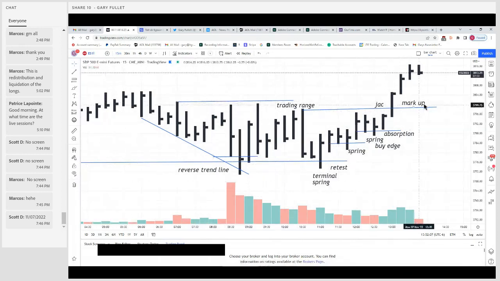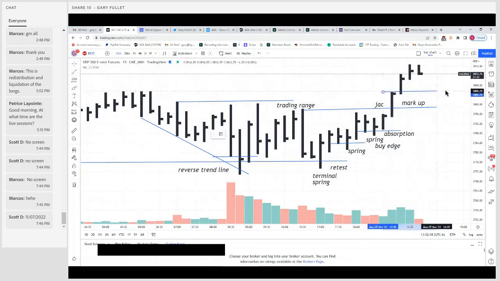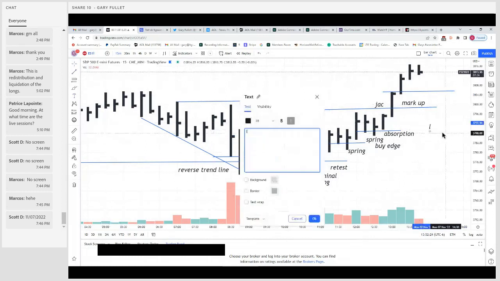What we're looking for now is a market that goes back to the jump across the creek area, the LPS area, or about halfway back from the high to here. This is our first place we look. Our second place we look, and our third place we look would be the LPS.